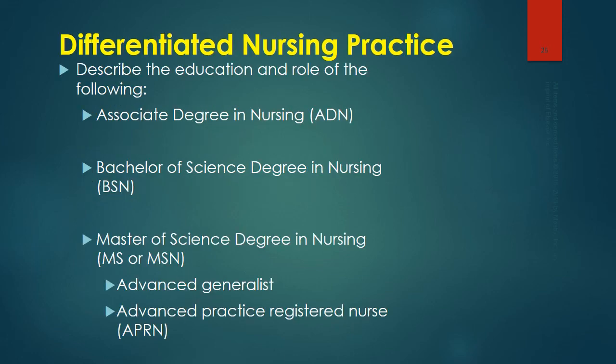Let's look a little bit more at differentiated nursing practice. It's defined or differentiated by level of education, expected clinical skills or competencies, job descriptions, pay scales, and participation in decision making. So there's the Associate Degree in Nursing, or ADN, the Bachelor of Science Degree in Nursing, or BSN, the Master of Science Degree in Nursing, which would be an MS or MSN, and they can be an Advanced Generalist or Advanced Practice Registered Nurse, an APRN.